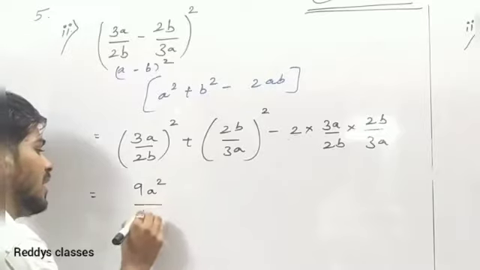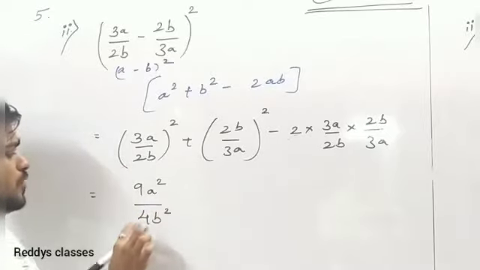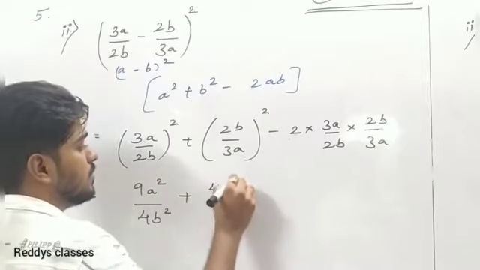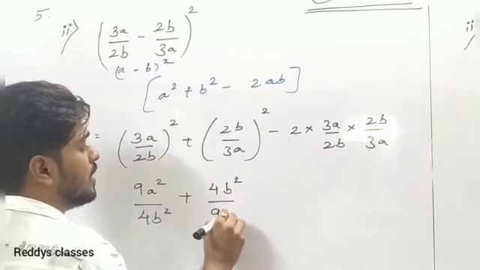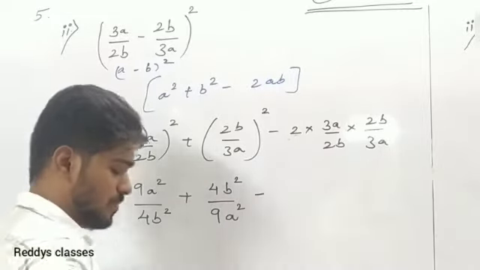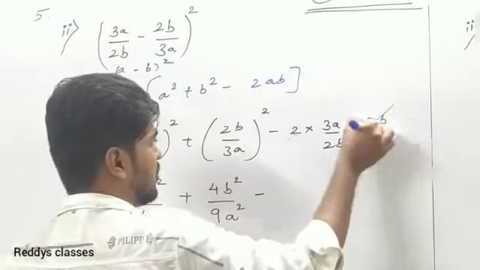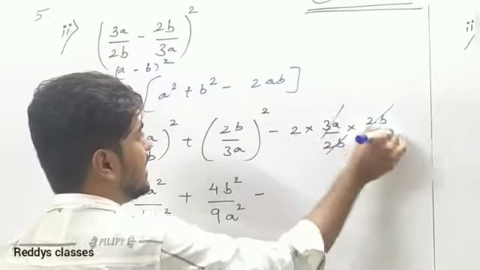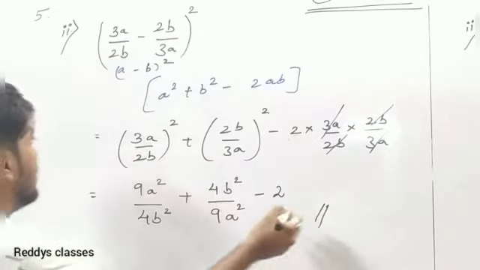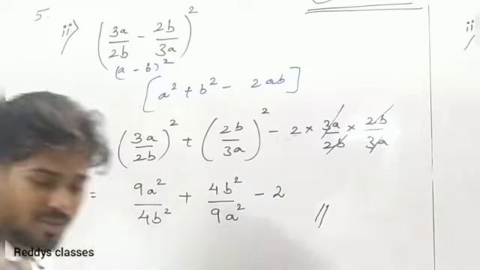Now we have the formula here. What is the square of 3? 9a square upon 4b square. Square of 2 is 4, b square is b square, plus 4b square upon 9a square, minus. Before doing minus, see here 2b gets cut, 3a gets cut. What is the actual value we get? We get the value as 2. That's it. We solve this equation.